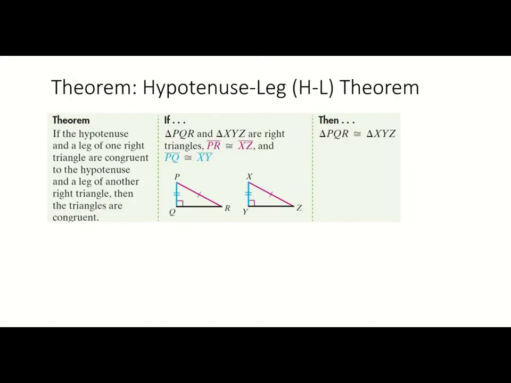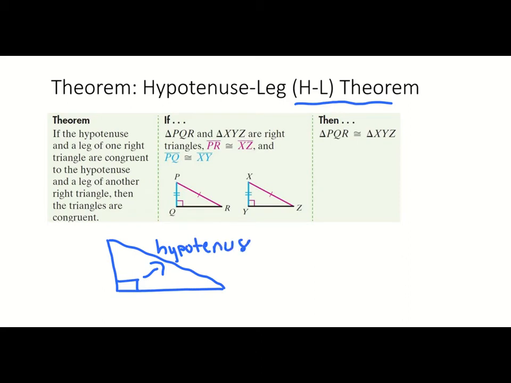All right, next we have a theorem that deals with right triangles. And this is your hypotenuse leg theorem, or when you're writing it out, you can abbreviate and do HL theorem. What this theorem says is, if you have a right triangle, just as a reminder, your hypotenuse is always the side opposite that 90 degrees. And then your legs are the 2 sides that make up the 90-degree angle.